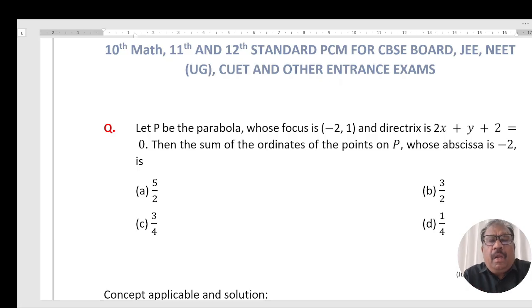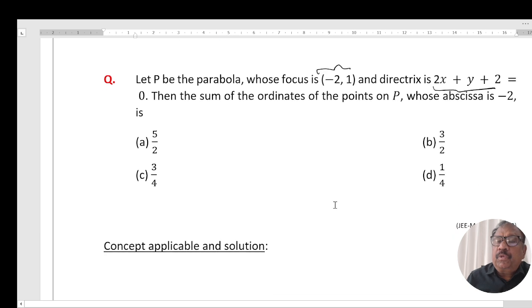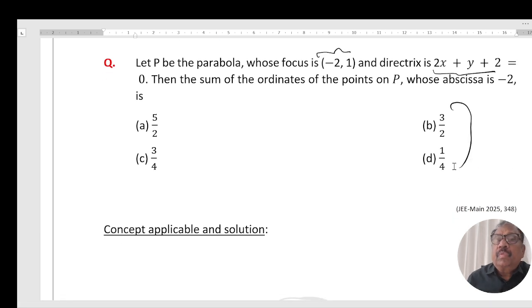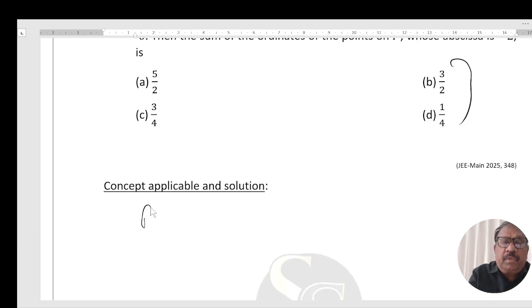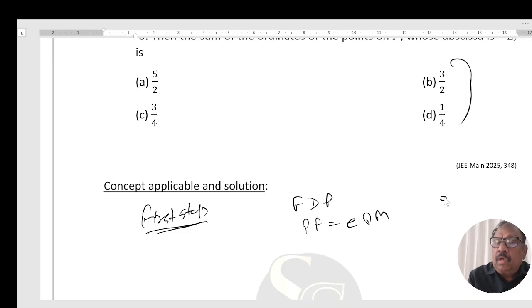Question is, let P be the parabola whose focus is (-2, 1) and directrix is 2x plus y plus 2 equal to 0. Then find the sum of ordinates of the points on P whose abscissa is -2. Four options are given to you, one of the options is correct. In this case, the first step is to apply the focus-directrix property, that is PF equal to e times PM. Here e equal to 1.